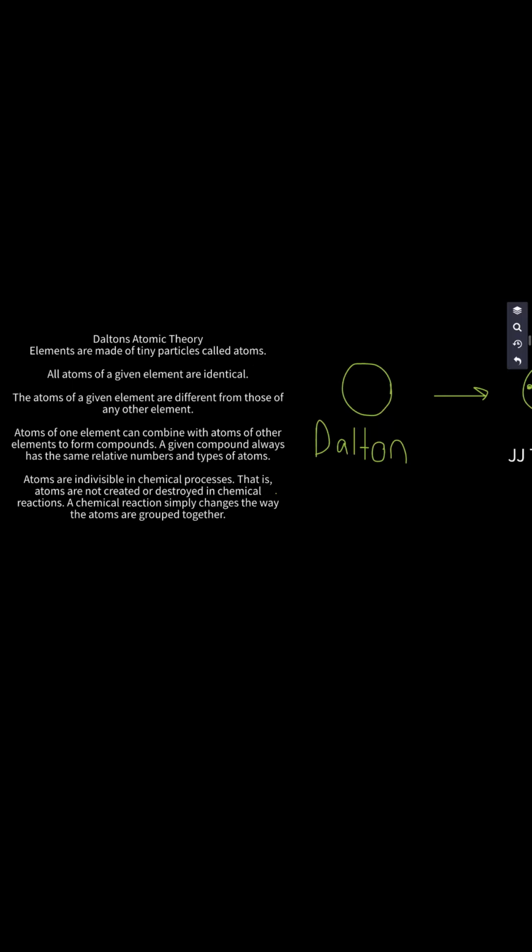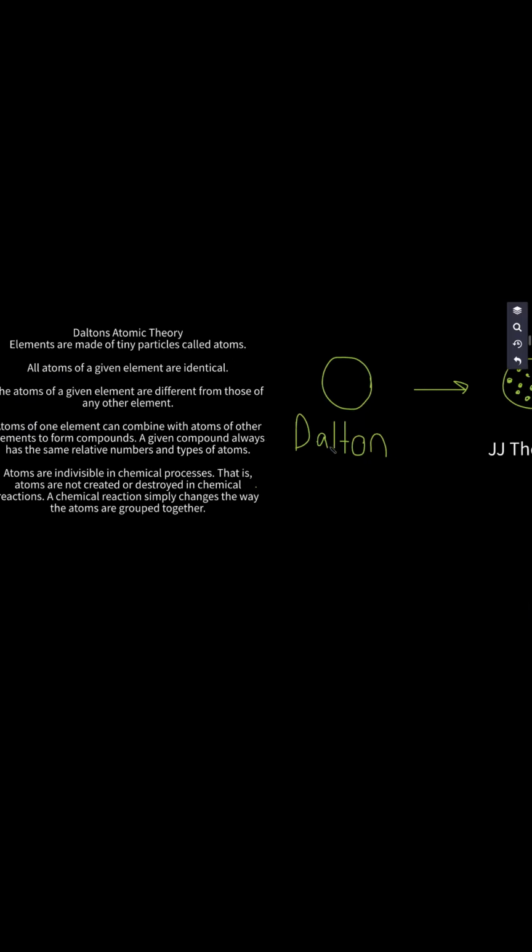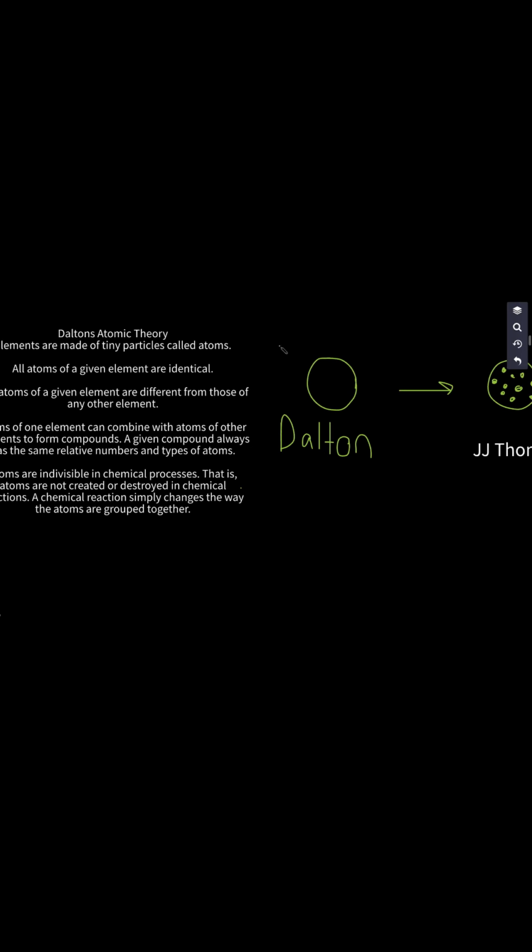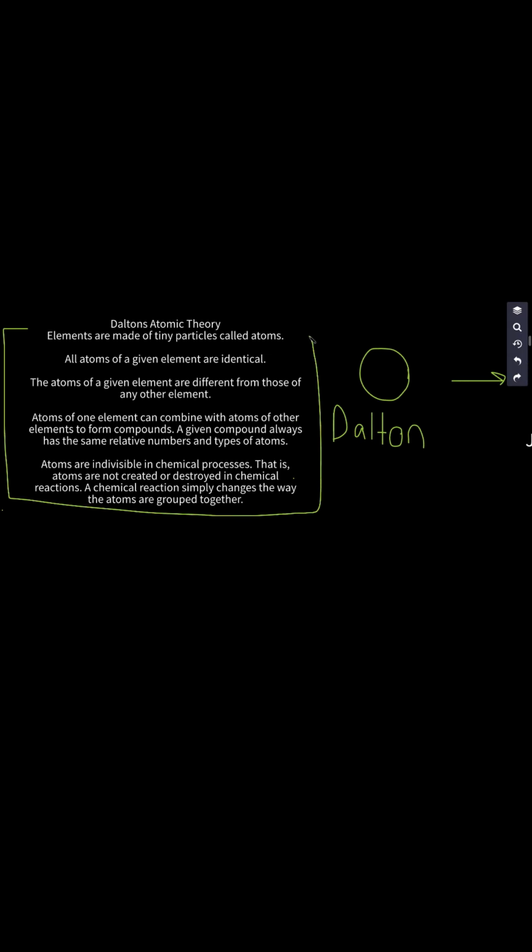All right, and this is the history of the atom, and we're going to go in chronological order. So first we have Dalton's atomic theory, and this was created by a dude named John Dalton. Now his model of the atom was something known as the solid sphere model. So it's basically just he thought that atoms were just hard indivisible spheres, and he created all of this right over here. You can read it on your own.